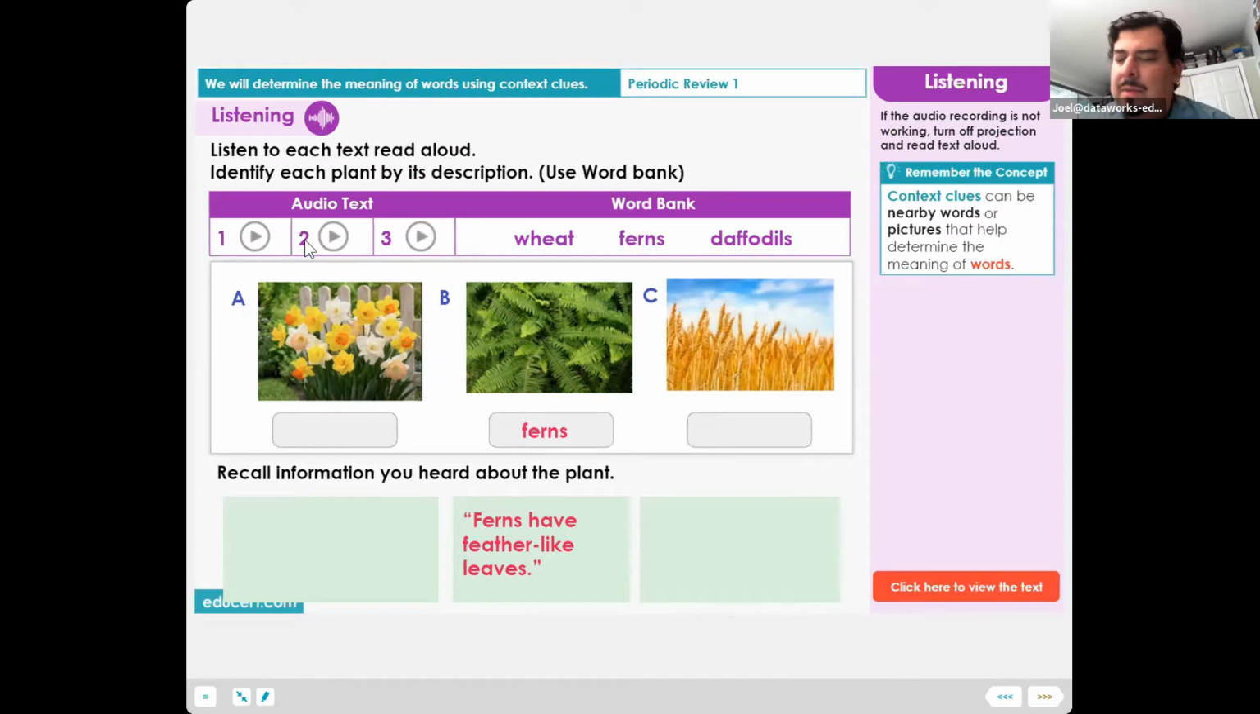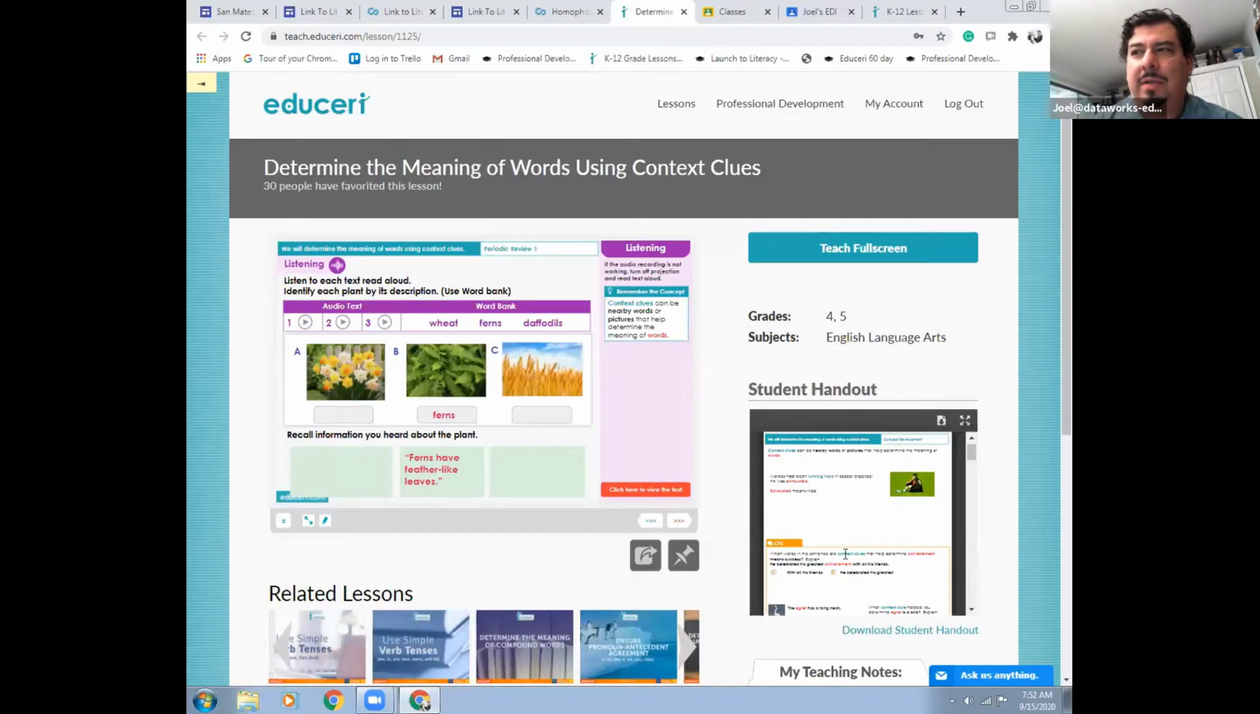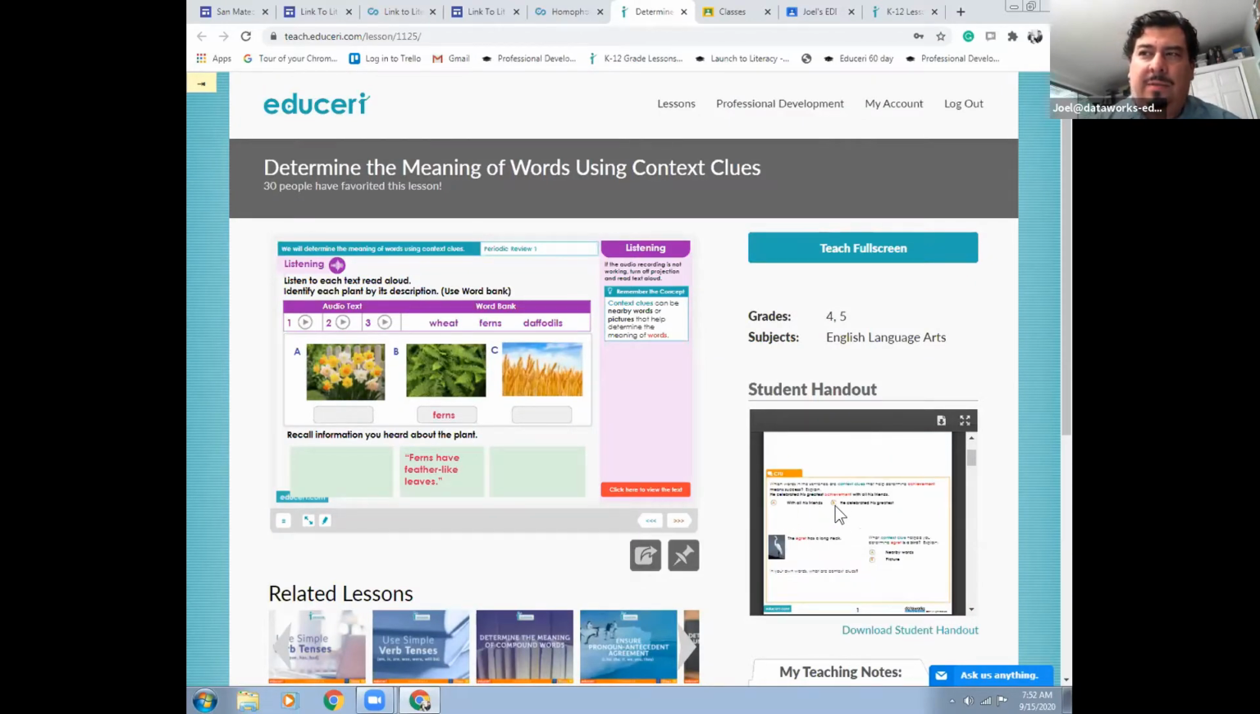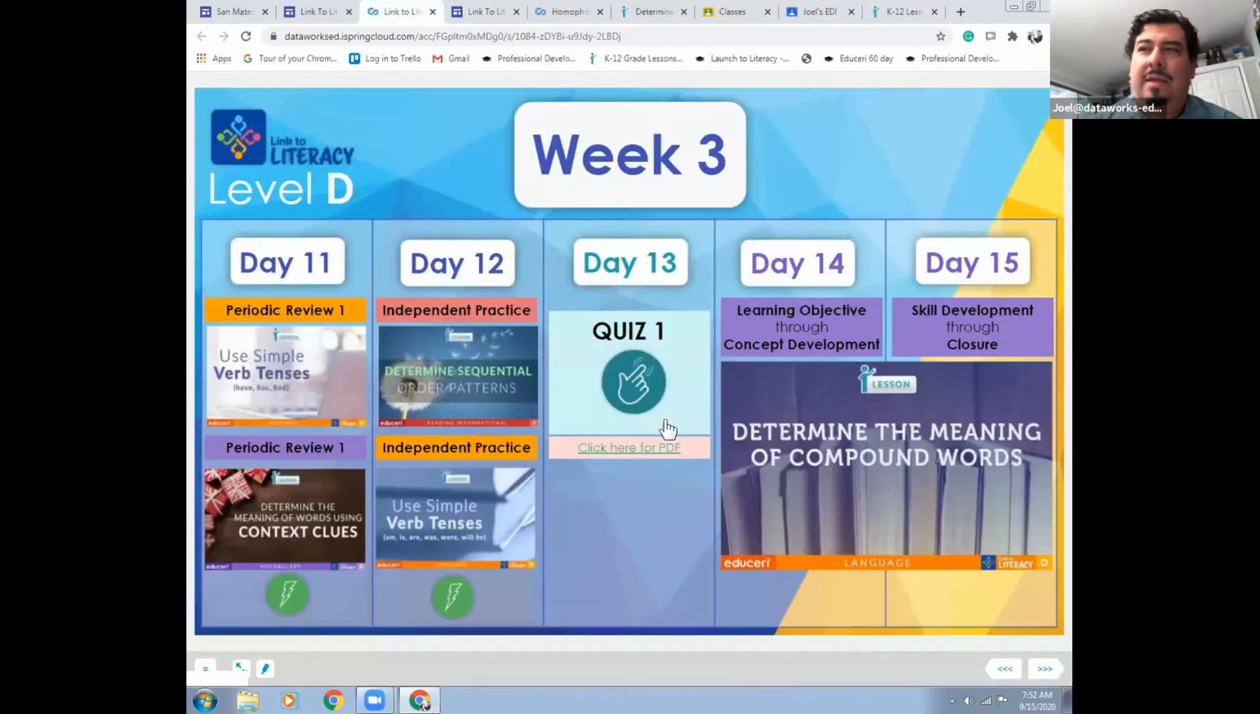You'll see that most of our PR1s will have a listening component, and you've no doubt seen that we already have the writing component to it. Okay, this handout right here, you can see the little circles here. These handouts are writable PDFs. And then here we also have quizzes. We're also going to have a quiz this week.